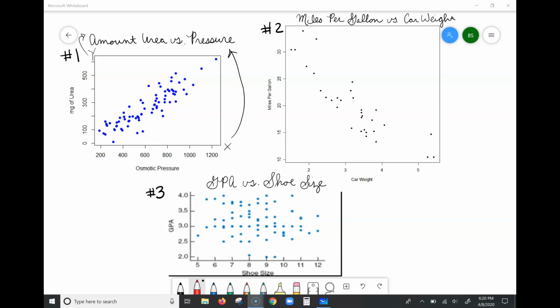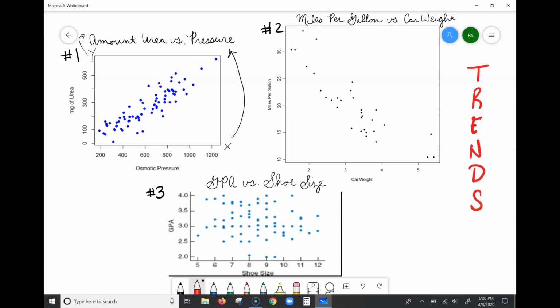If you said GPA versus shoe size, great job. Now we're going to look at trends. Okay, graphs can have 3 different trends.